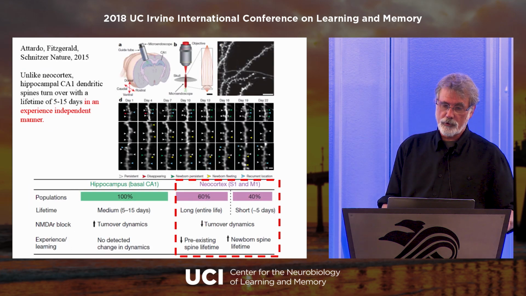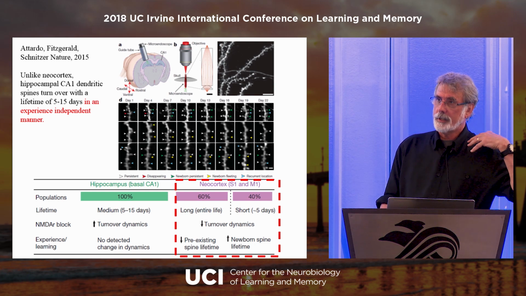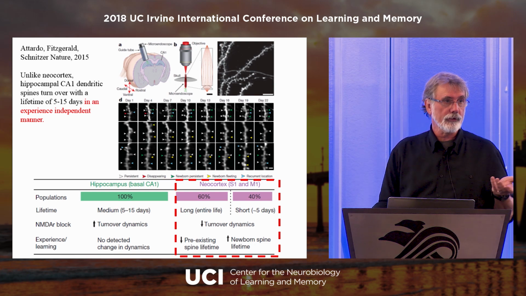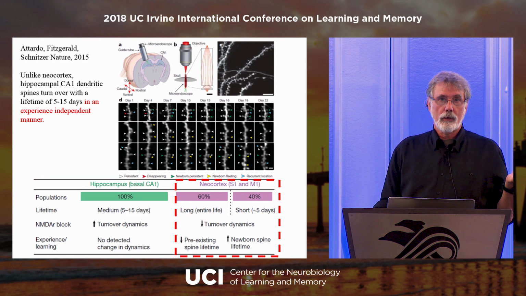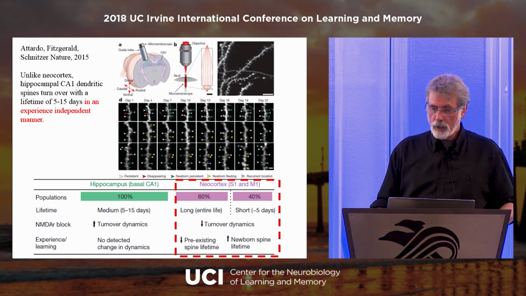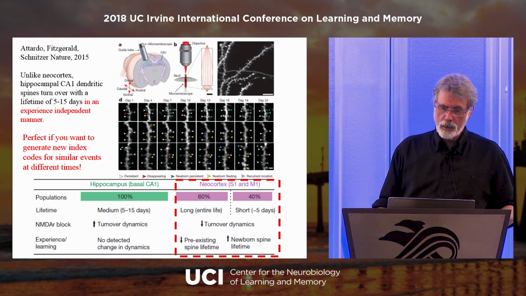The Schnitzer lab has also shown that the dendritic spines in the hippocampus turn over spontaneously with a time course of about 2 weeks. So that is probably just shuffling the deck in order to keep generating new patterns.